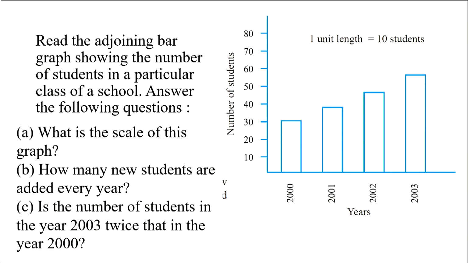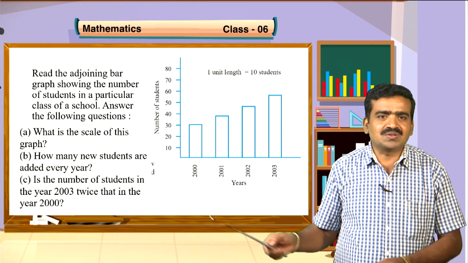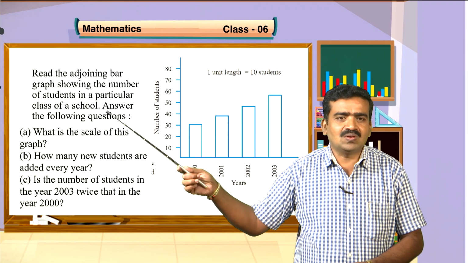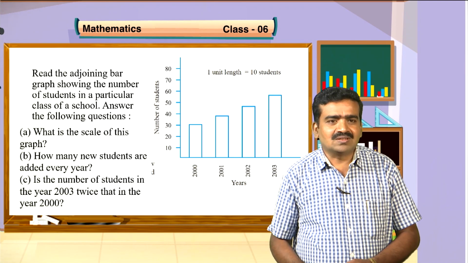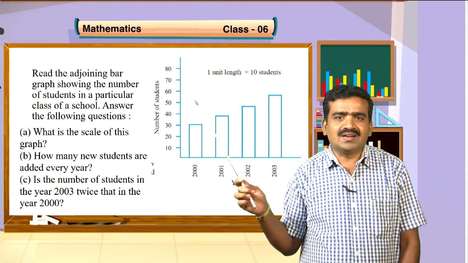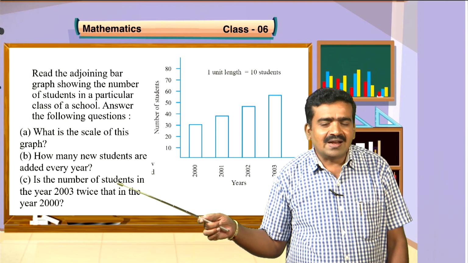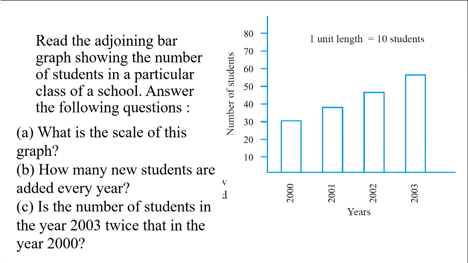Yes. Now, read the adjoining bar graph showing the number of students in a particular class of a school. Answer the following questions. What is the scale of this graph? We have to write the scale of the graph. How many new students are added every year? And the third question: is the number of students in the year 2003 twice that in the year 2000?